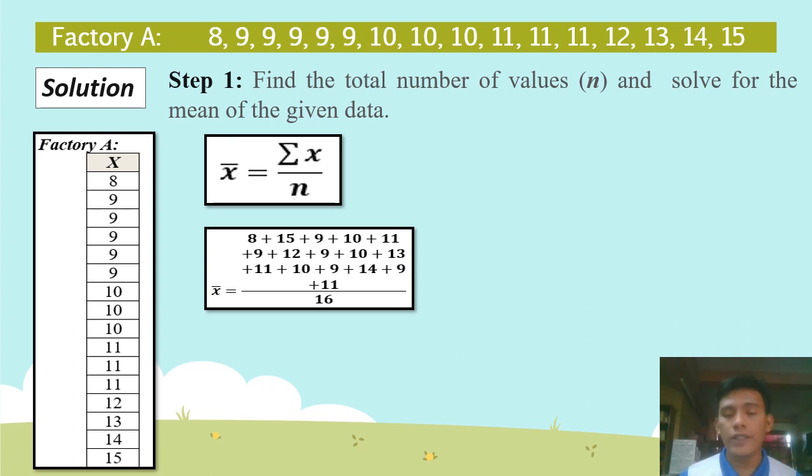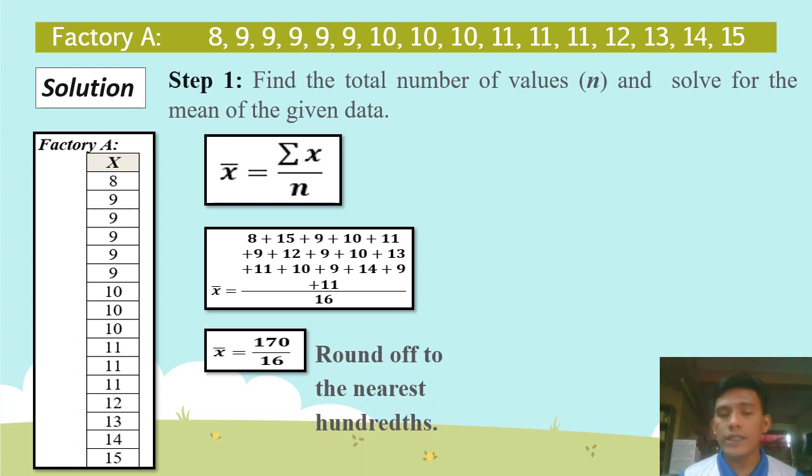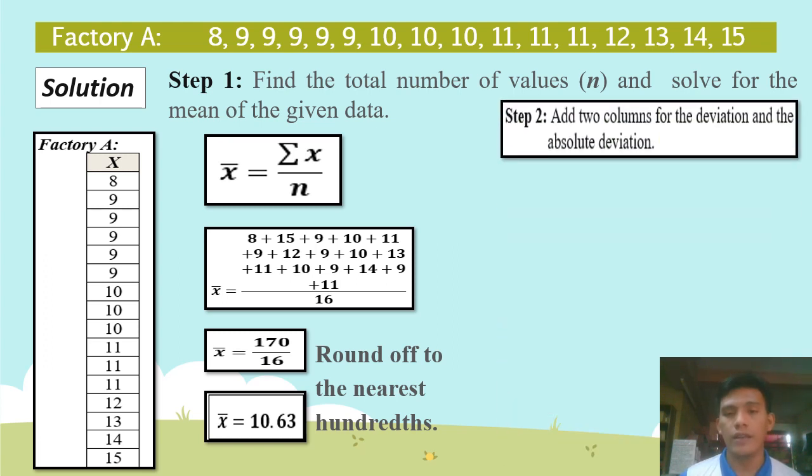Over n, which is 16. The sum of all the values of x is 170, so 170 over 16. Your answer must be rounded to the nearest hundredths, or we will use two decimal places. Round off your answer to two decimal places. So the mean is equal to 10.63.